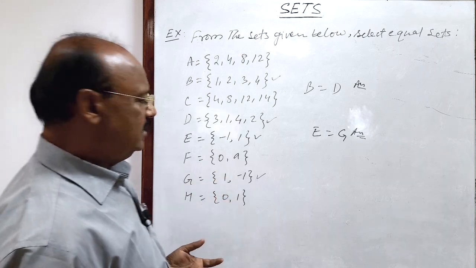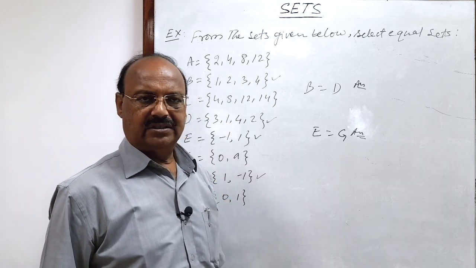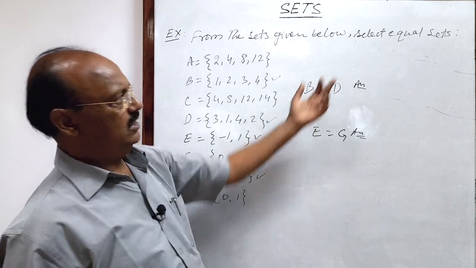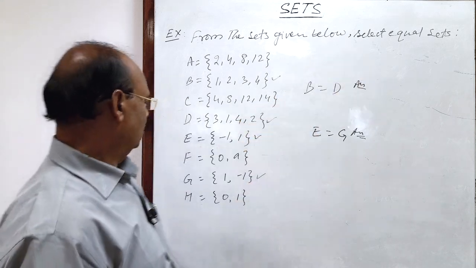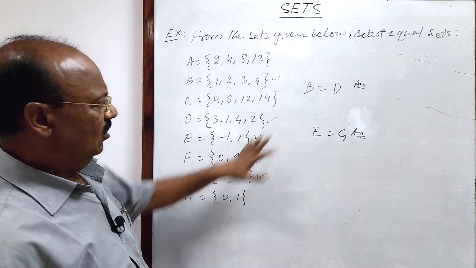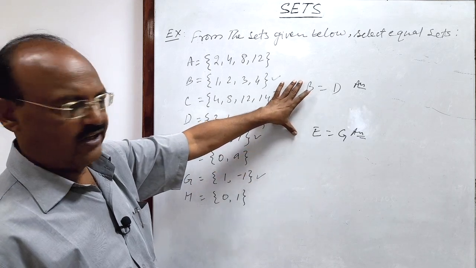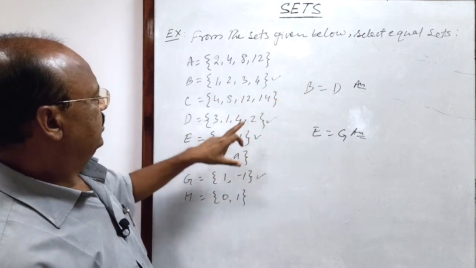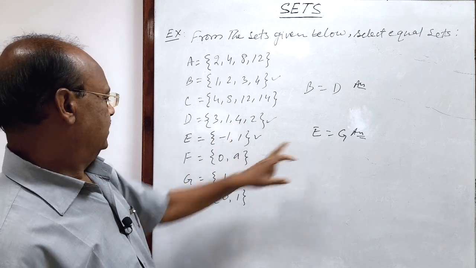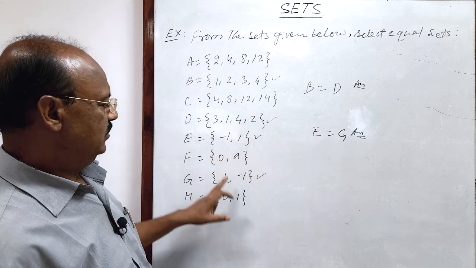In equivalent sets there is the same number of elements, but we have been asked here to check equal sets. So only these two answers we are getting here: set B is equal to set D and set E is equal to set G.